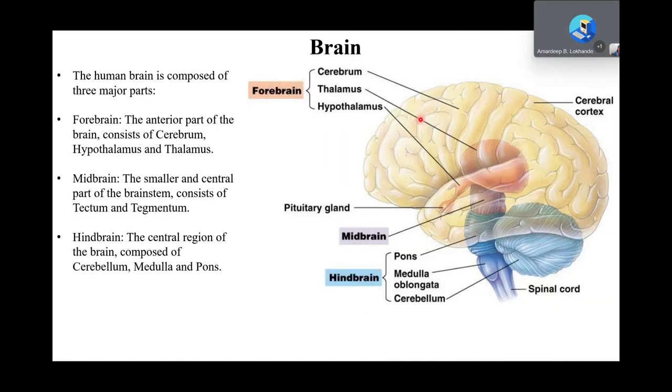The brain can then be further divided into three parts: the forebrain, midbrain, and hindbrain. In the order of how they are arranged, you have the forebrain, then the middle portion being the midbrain, and later the hindbrain. In this diagram, this part is the forebrain. It consists of cerebrum, thalamus, and hypothalamus. Then you have the midbrain, which is here. It connects the brainstem to the forebrain, and it consists of tectum and tegmentum. At the end, you have the hindbrain, which consists of cerebellum, medulla, and pons. And this further continues into the spinal cord.